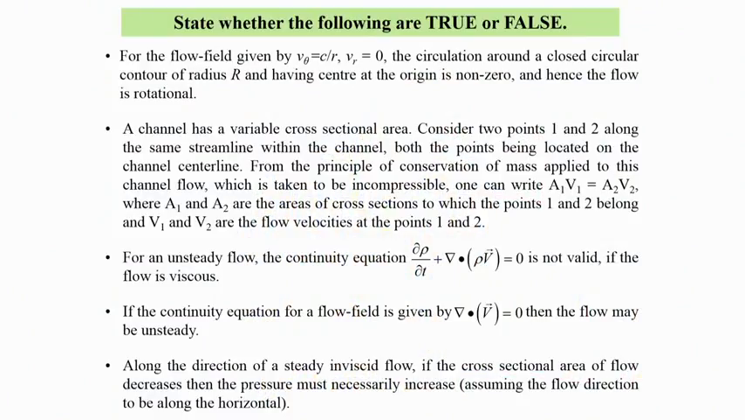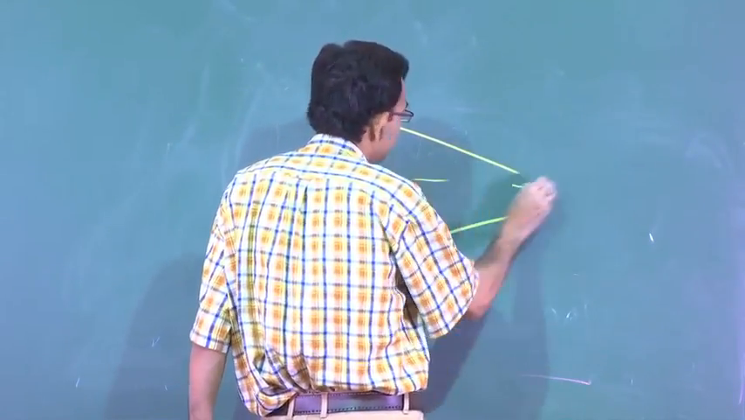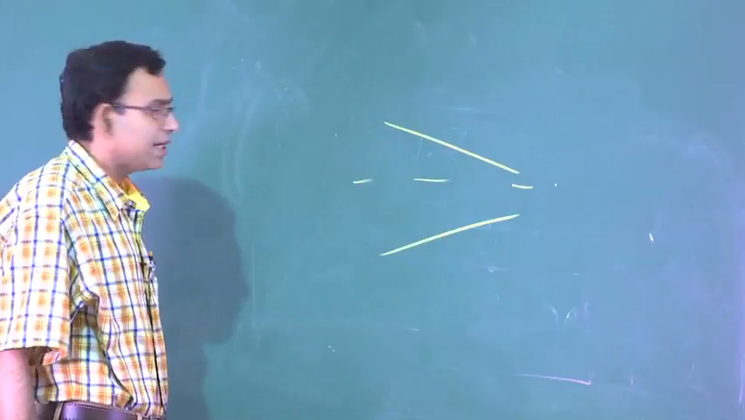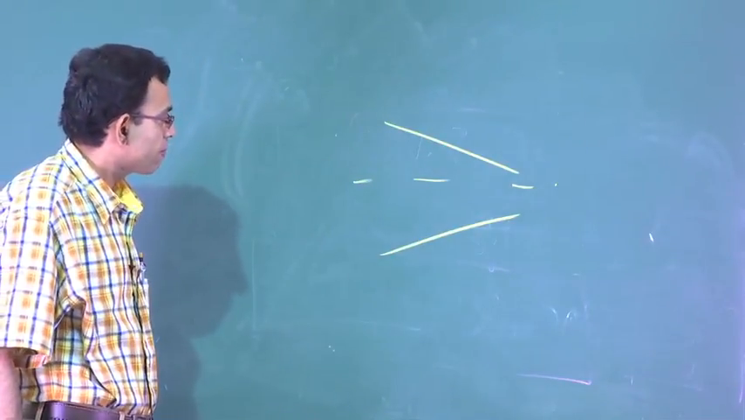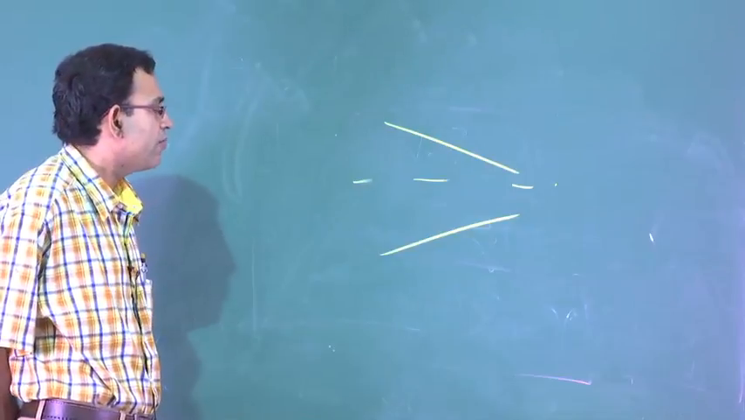The next question: along the direction of a steady inviscid flow, if the cross sectional area of the flow decreases, then the pressure must necessarily increase, assuming that the flow is taking place along the horizontal. So, gravity effect is not coming. The example is like the cross sectional area is decreasing. So, expectation is pressure is increasing. So, where is this expectation coming from?